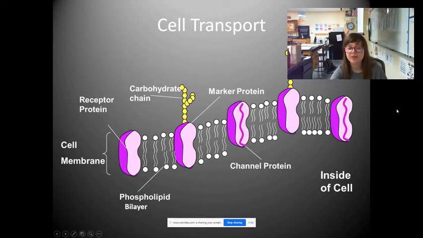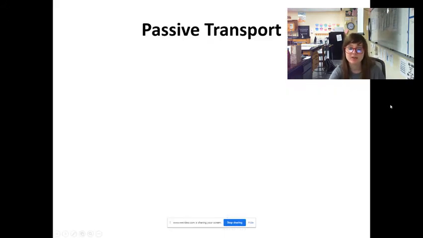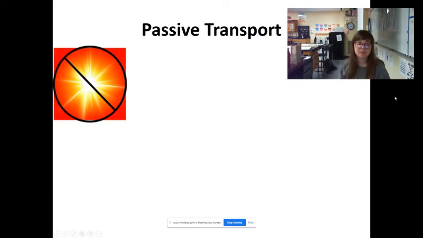Now that we've talked about the cell membrane and all of the parts of it, let's go ahead and jump right into the different types of cell transport. Actually, all we're going to talk about today is called passive transport. Passive transport has three major characteristics. The first one is that it's passive, and what that means is it requires no energy from the cell. Passive transport will happen whether or not the cell expends any energy. We'll talk about some examples of this in just a moment.